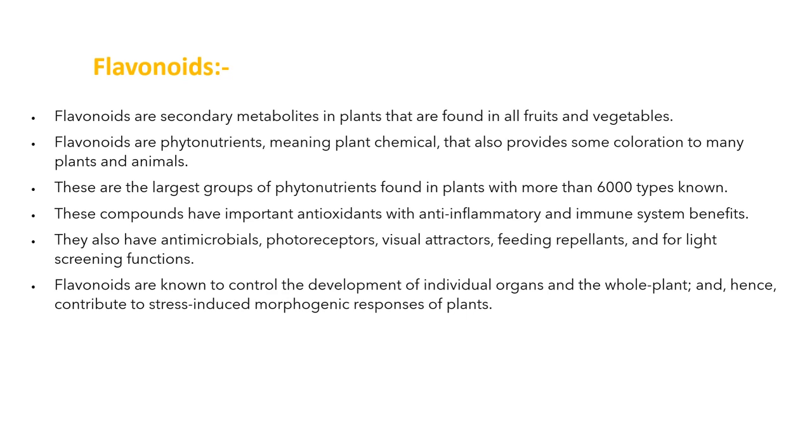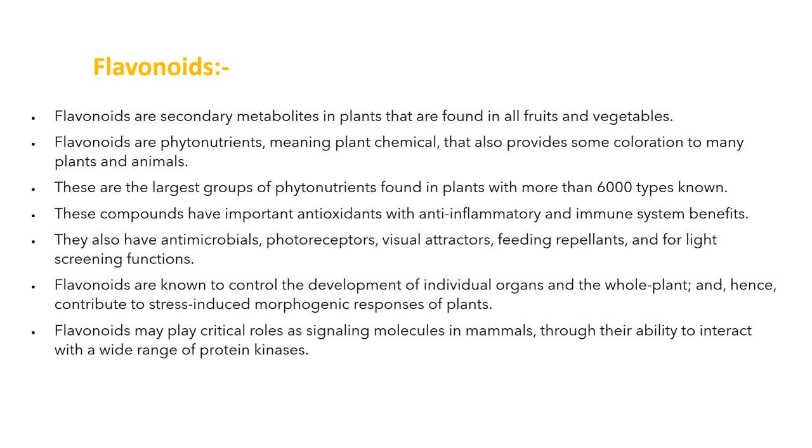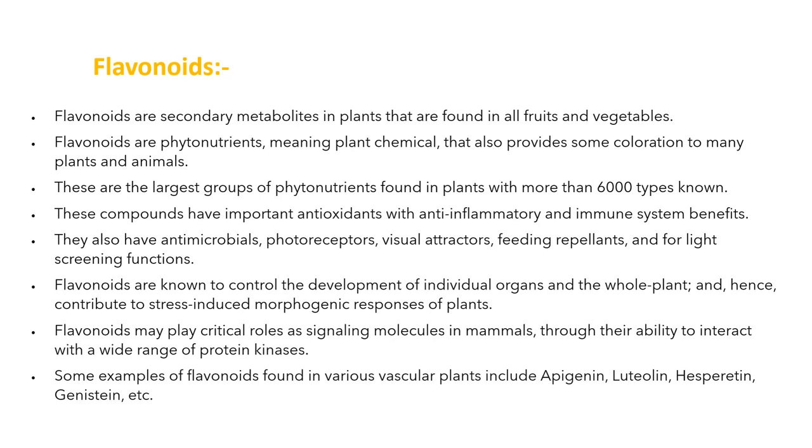Flavonoids are known to control the development of individual organs and the whole plant, and hence contribute to stress-induced morphogenic responses of plants. Flavonoids may play critical roles as signaling molecules in mammals through their ability to interact with a wide range of protein kinases. Okay. Some examples of flavonoids found in various vascular plants include apigenin, luteolin, hesperetin, genistein, etc.